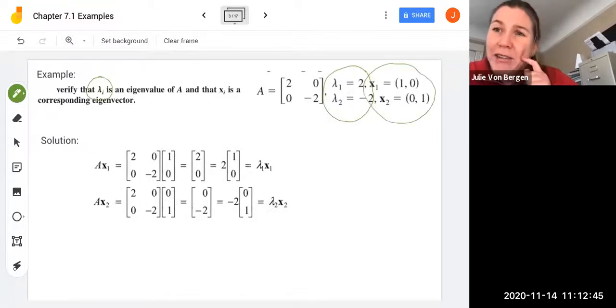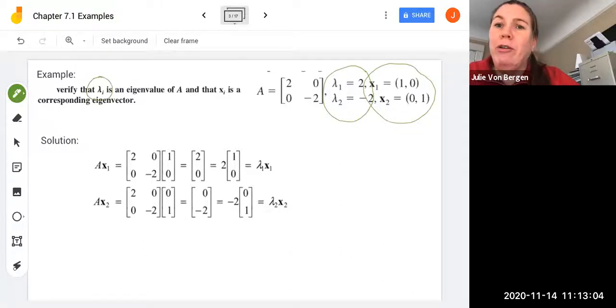So A is a 2 by 2 matrix. It's got 2 and negative 2 on the diagonals and zeros everywhere else. And so we're going to check to see if lambda equals 2 and lambda equals negative 2 are the corresponding eigenvalues for these eigenvectors (1, 0) and (0, 1).